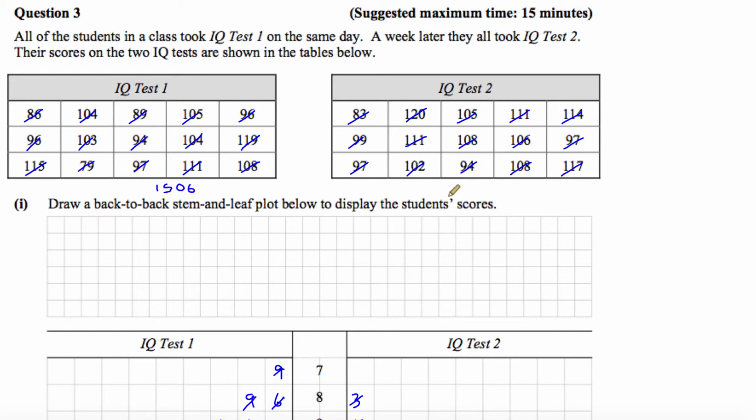And if I add up all the scores in IQ test 2, you can do this from the stem and leaf as well, but it's just as easy from the table. We're just adding them up. That gives me a score of 1572. So there's 15 scores in each case. So we're going to divide each of these by 15 to get the mean.